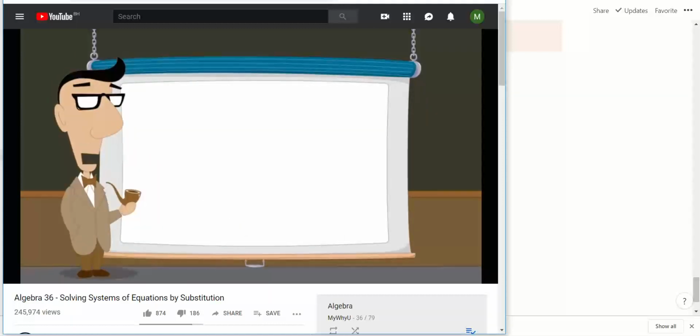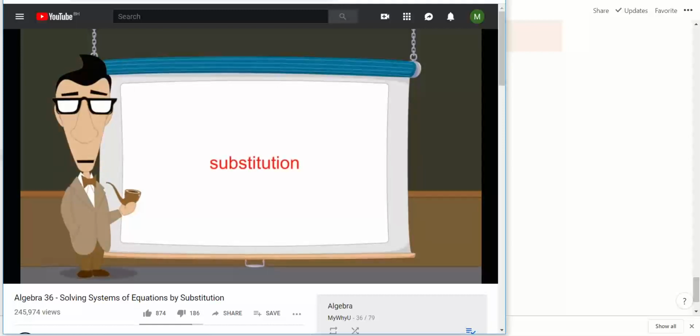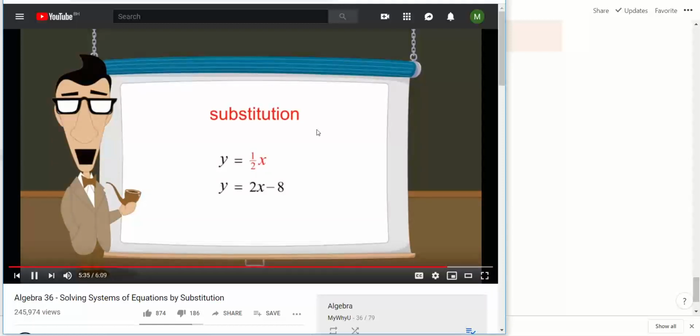This method of solving a system of equations is called substitution. This name is appropriate since, as we saw in this example, the value of y, represented in terms of x in one equation, is substituted for the variable y in a second equation.